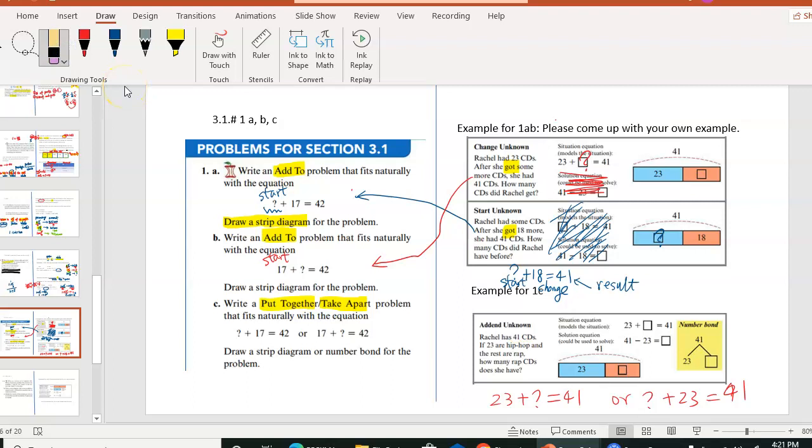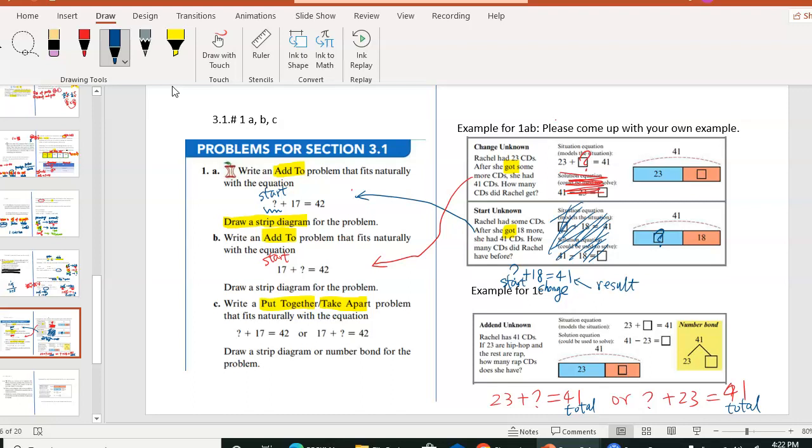Rachel has 41 CDs, which is the total number of CDs. So I'm going to label that. And these three numbers are also labeled differently. If you remember, in an add to problem, the 41 is labeled as the result, because after the change, what's the result? But right here, because there's no change, you can see all 41 CDs on her bookshelf. So this is the total number of CDs. We don't label it as a result anymore because there's really no change. When you are counting, you see all 41 CDs on the bookshelf.